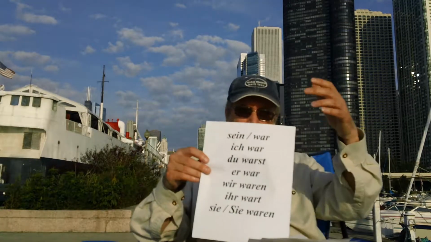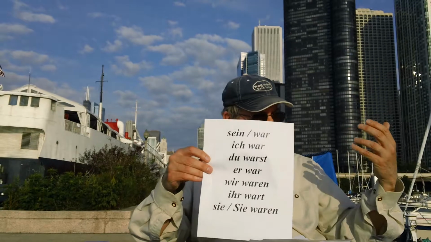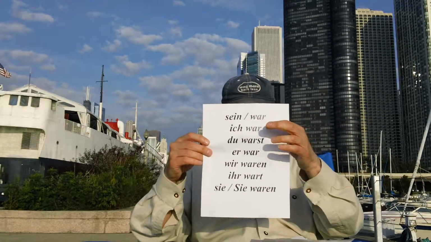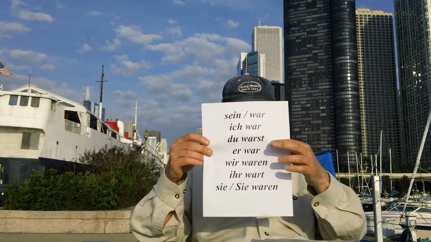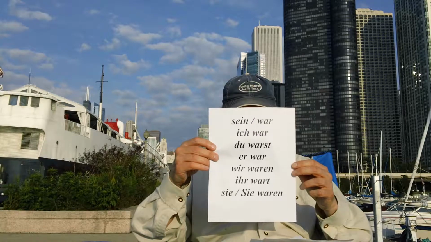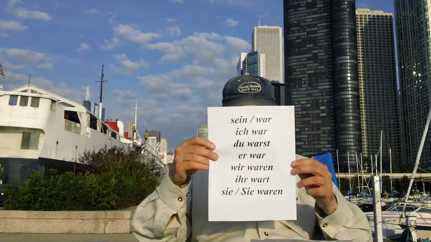So here are the forms of sein. Now it's war. That's it. And now you just employ the same endings you would for any other irregular verb. No ending, ich war. St, no ending, war. En. So you get ich war, du warst, er war. Wir waren, ihr wart, sie waren.